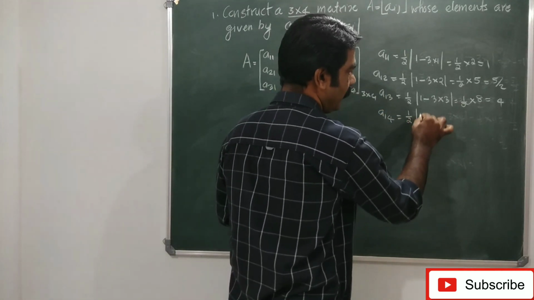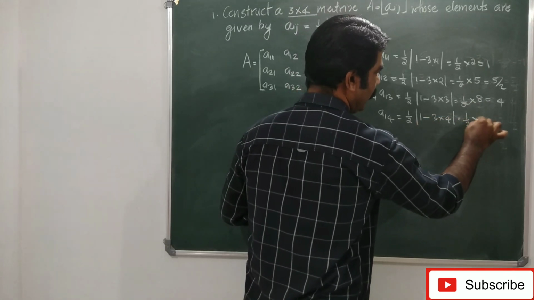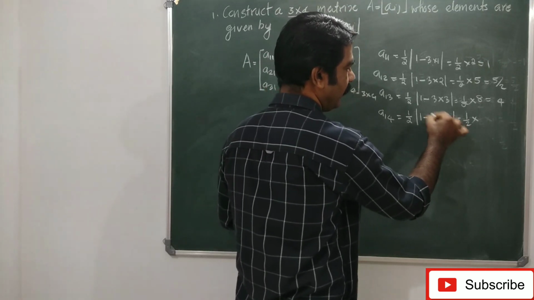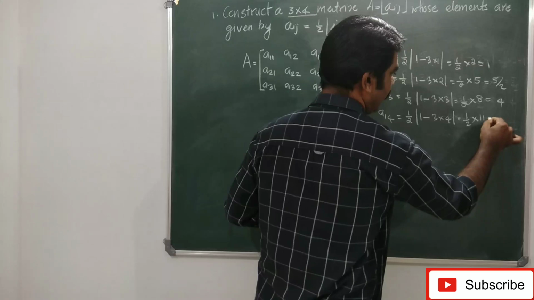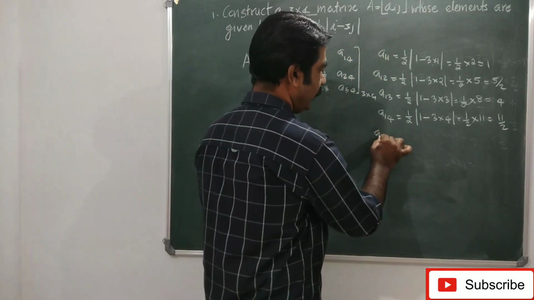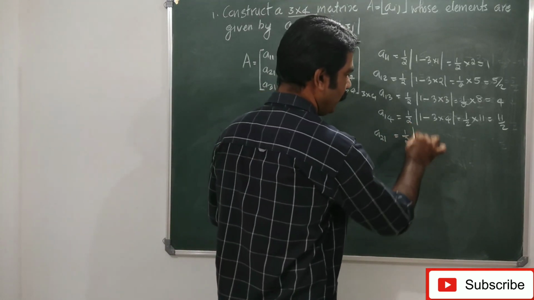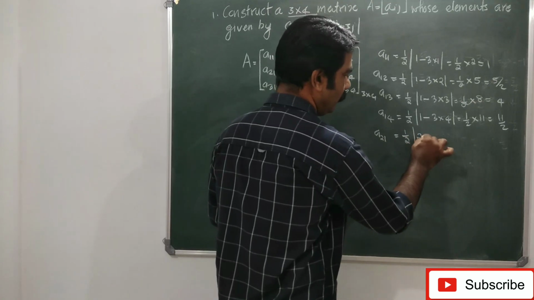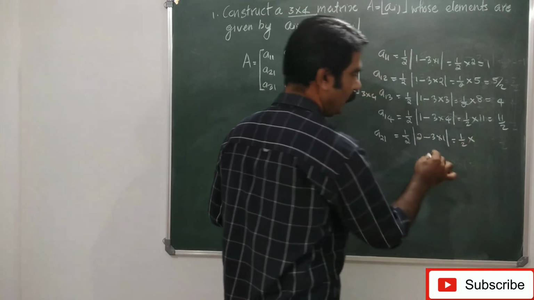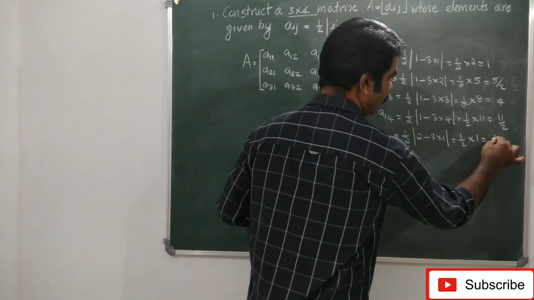Now a14. What is a14? Half into mod (1 minus 3 into 4), that is equal to half into, 3 4s are 12, 1 minus 12 is minus 11, mod minus 11 becomes 11. That's equal to 11 by 2. Now a21. What is a21? Half into mod, here i is 2, so 2 minus 3 into 1, that's half into, 3 1s are 3, 2 minus 3 is minus 1. So that's equal to half.